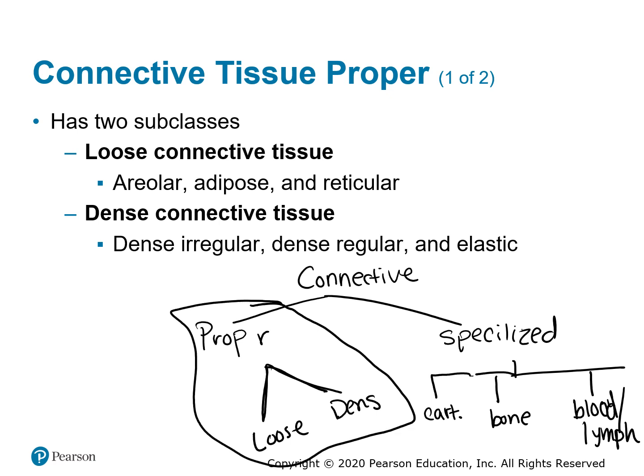Okay, so first part of connective tissue proper, loose connective tissue. There are 3 different types: areolar, adipose, and reticular. Dense connective tissue, there's dense irregular, dense regular, and elastic tissue.